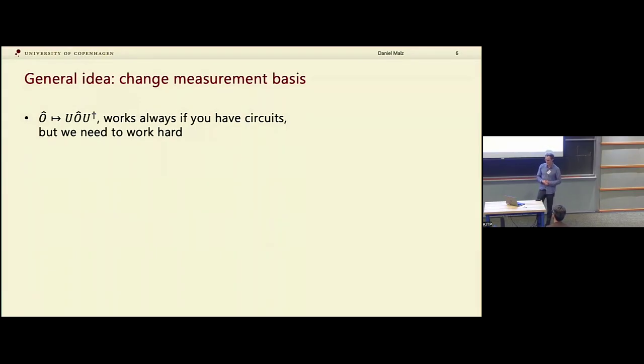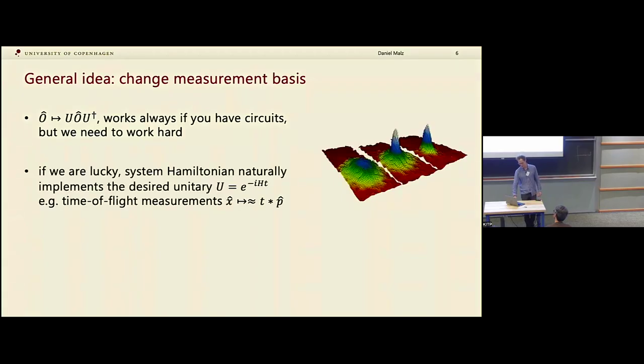But in general, if you want a general basis transformation, you would need something that synthesizes general unitaries, like you need to be able to implement circuits, for example. And for that, you need to work really hard. And in cold atom simulators and lattices, it's not so easy.